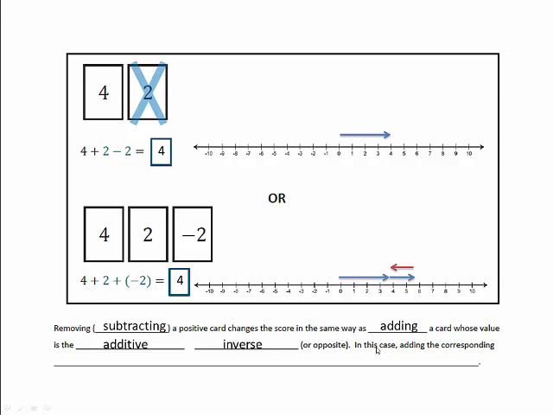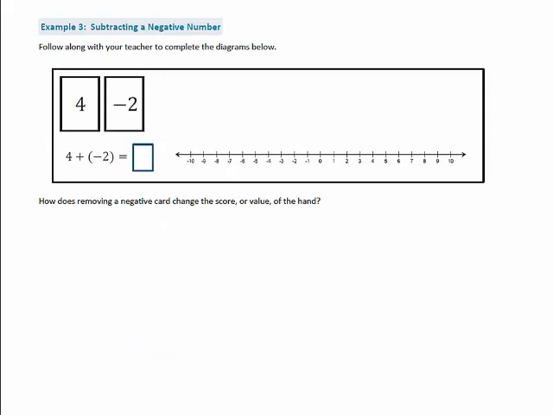If we look at, in this particular case, adding the corresponding negative value, 6 minus 2 is the same as 6 plus negative 2. I started out at 6 and then I subtracted 2, or I started out at 6 and I added negative 2. Two different ways to look at it. Let's take a look at another example.